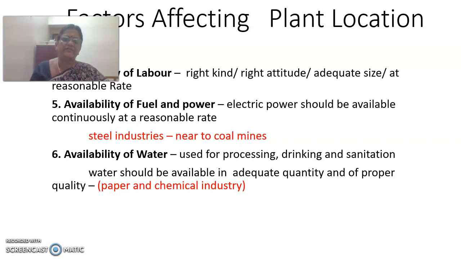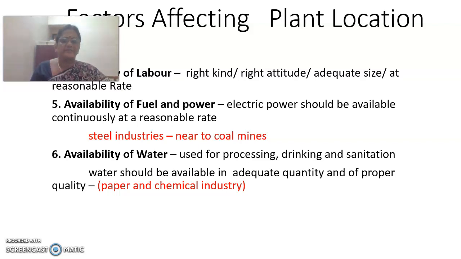The fourth is availability of labor. Though we are living in the world of mechanization and automation, labor is inevitable and important. Labor of the right kind, with the right attitude, of adequate size should be available at a reasonable place in which you are going to locate your plant.